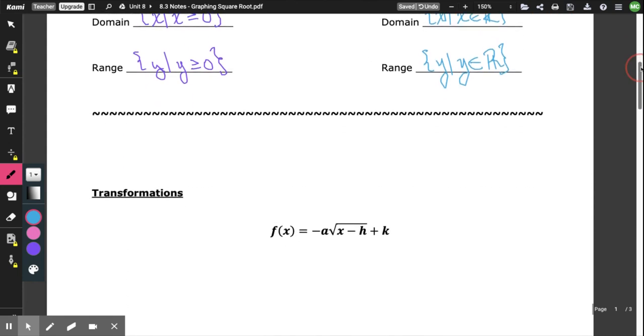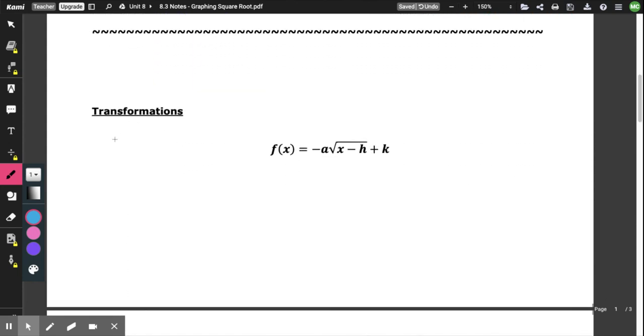The next bit of our review here is for our transformations. Now we've been studying transformations all year long. We've looked at them with every single unit that we've studied so far. And so this is what they look like with the square root function. Again, the negative that's in the front here would cause a vertical reflection, or reflection over the x-axis. The a that's here is a vertical stretch factor.